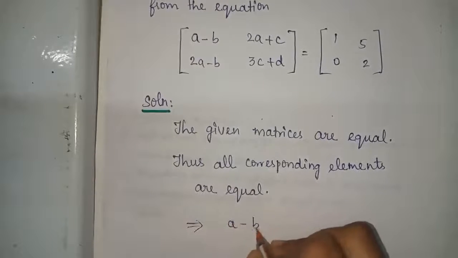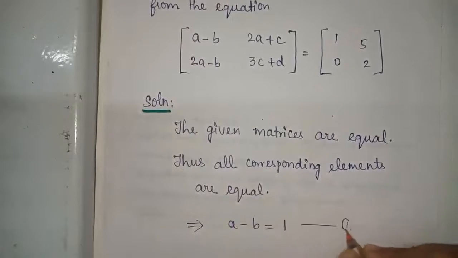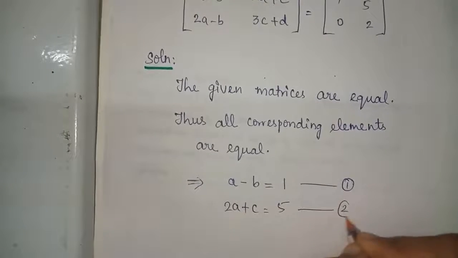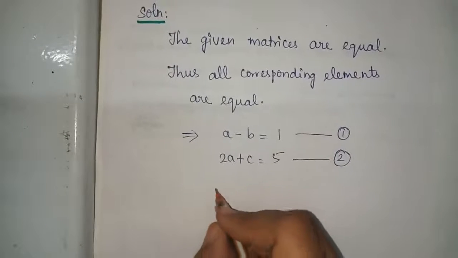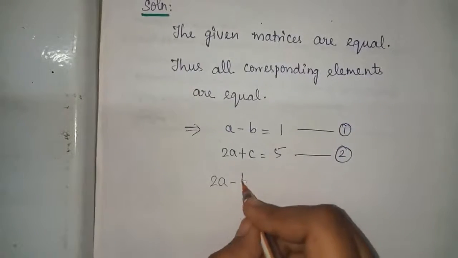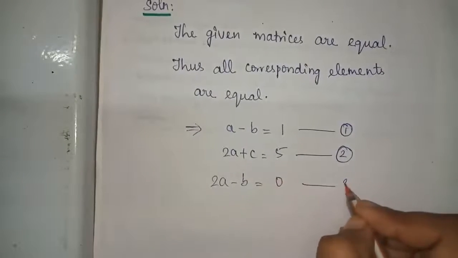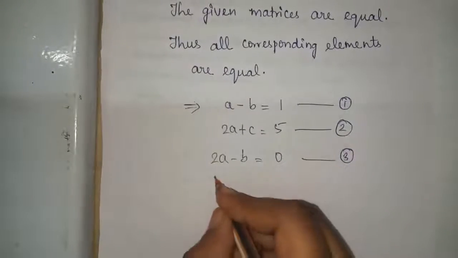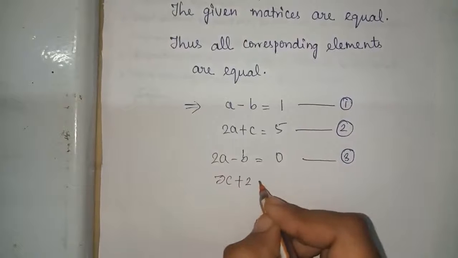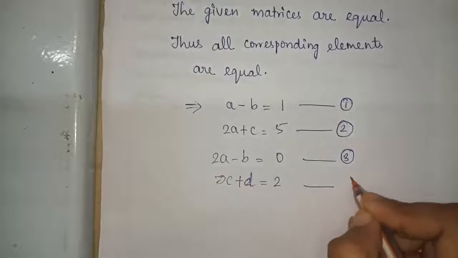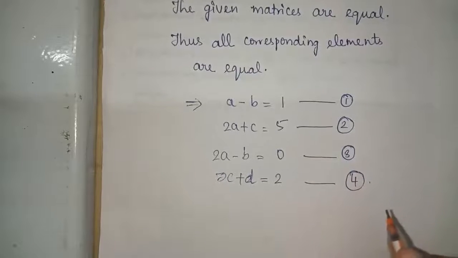a minus b is equal to 1, which is your first equation. Then 2a plus c is equal to 5, which is your second equation. Then 2a minus b is equal to 0, which is your third equation. Then finally 3c plus d is equal to 2, which is your fourth equation.